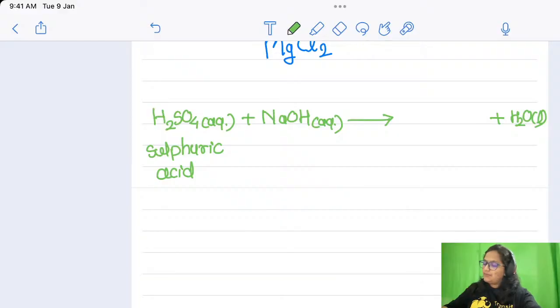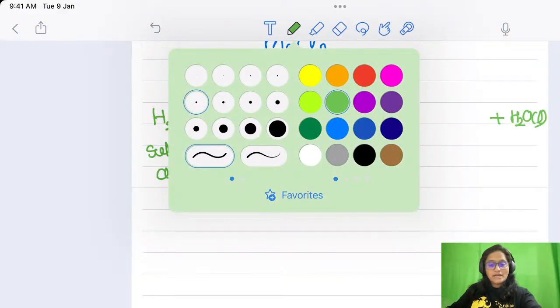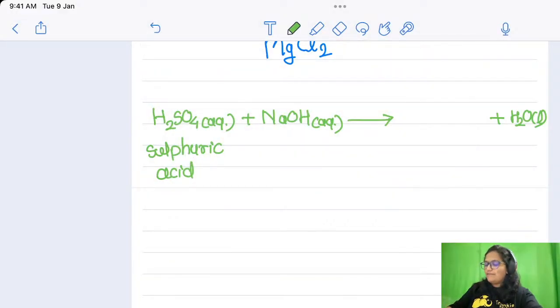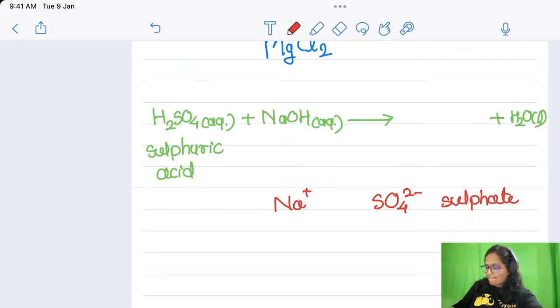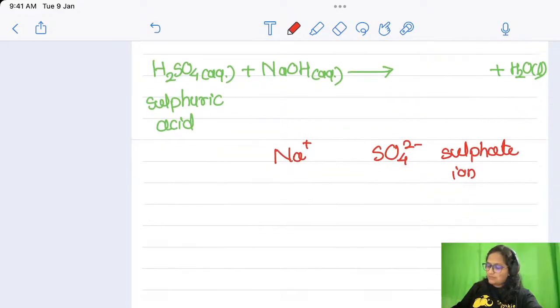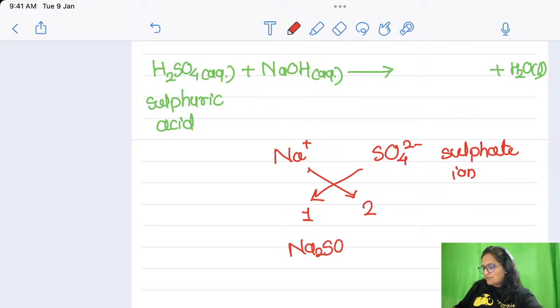Now here, after removing the water, hydrogen and oxygen, we are left with Na and SO4, right? So with Na and SO4, how to write down the product? Na has +1 charge, and the SO4 sulfate ion has 2 minus charge. SO4 2 minus is called the sulfate ion. To neutralize the charges, multiply Na by 2, SO4 by 1. Therefore the formula will be Na2SO4.